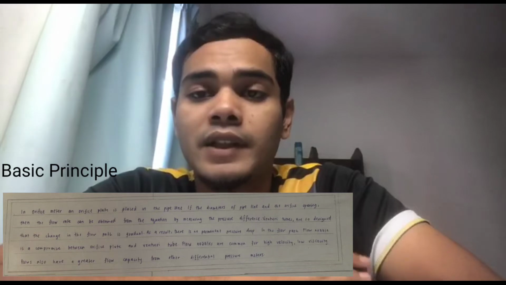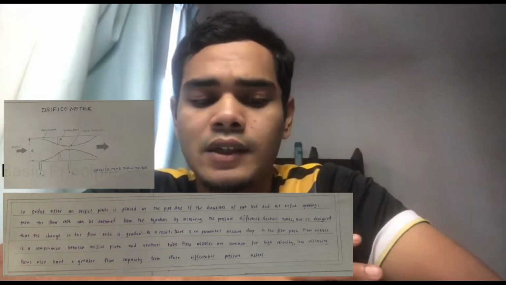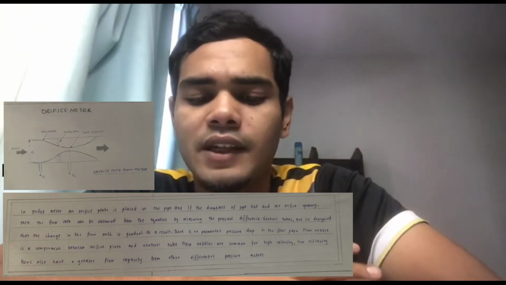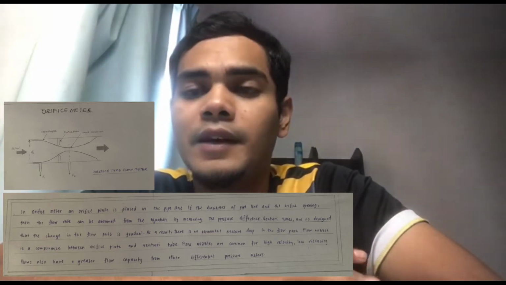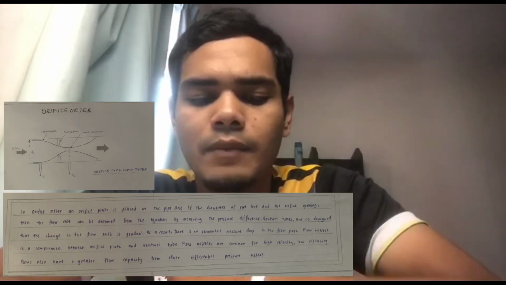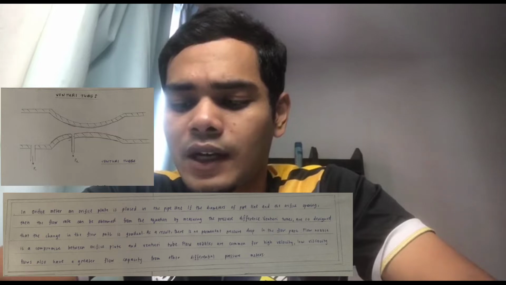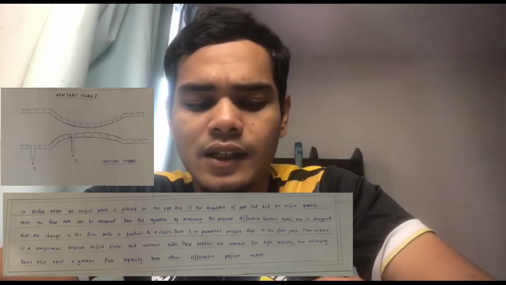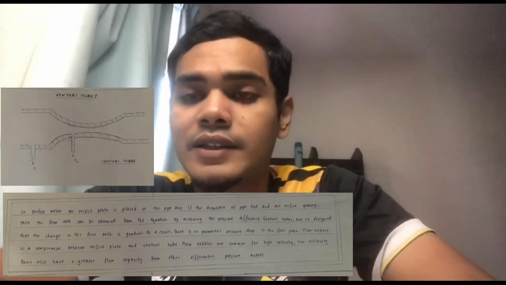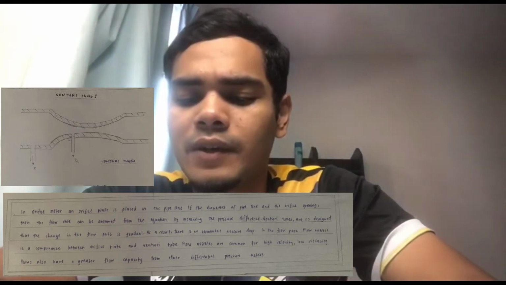I will explain about the basic principle of flow meter. In an orifice meter, an orifice plate is placed in the pipeline. If the diameters of the pipeline and the orifice opening are known, then the flow rate can be obtained from the equation by measuring the pressure difference. In other ways, venturi tubes are designed so that the change in the flow path is gradual. As a result, there is no permanent pressure drop in the flow path.